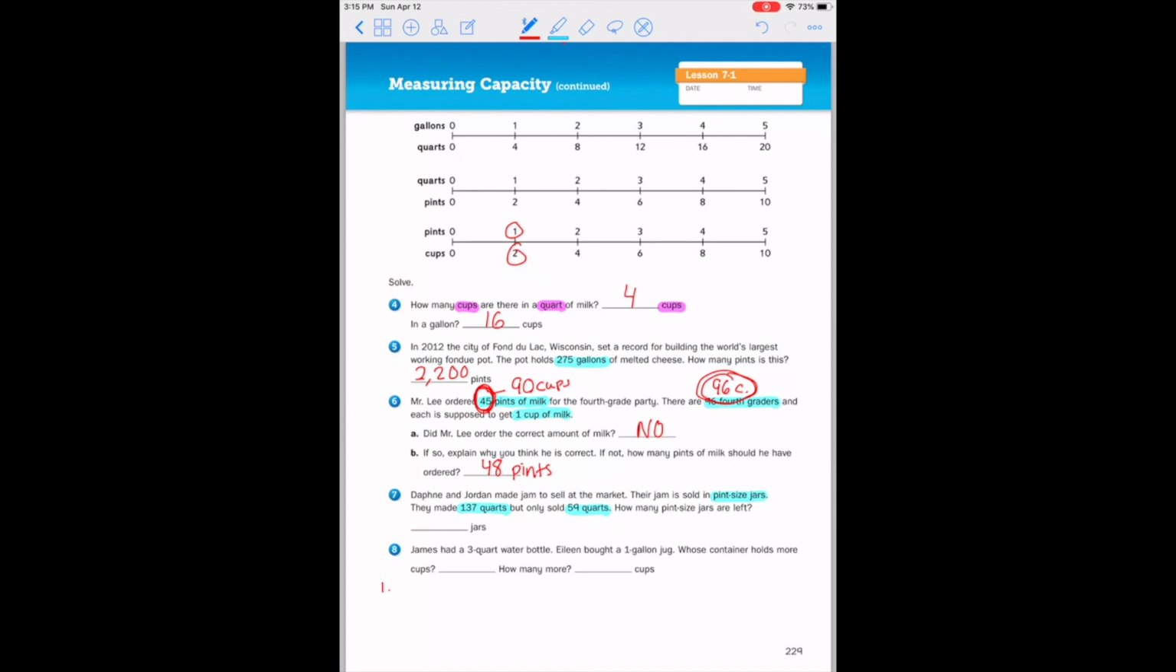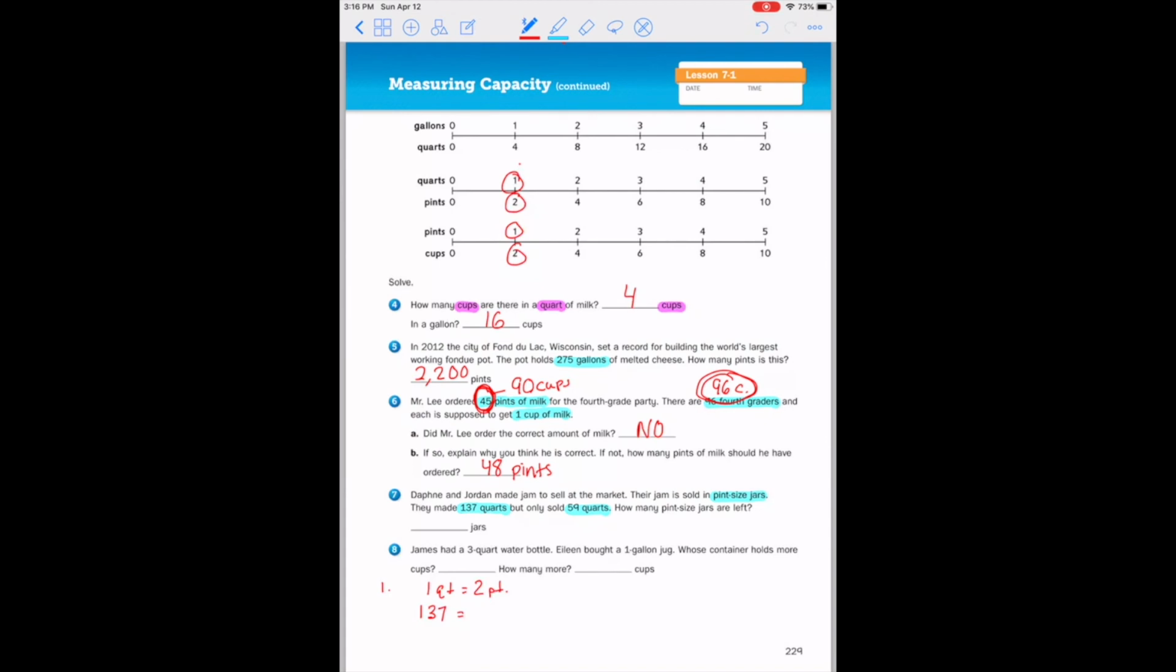First, we need to figure out how many pint-sized jars they used for their 137 quarts. So I know 1 quart can fit into 2 pints. So I know if 1 quart equals 2 pints, and he has 137 quarts, how many jars would that take?